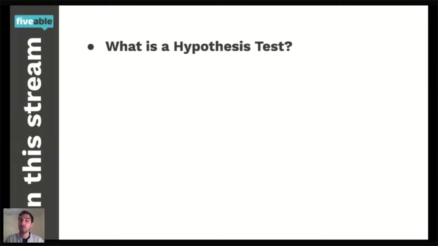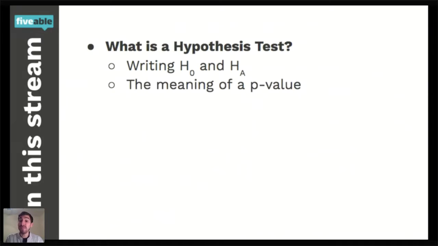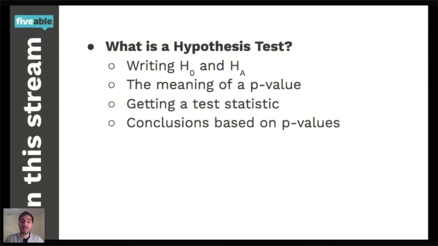In this stream, we're going to be talking about hypothesis tests. We'll start, before actually running any test, with just a quick lecture on what a hypothesis test is. So how to write H0, HA, the null and alternative hypotheses, what a p-value represents, which is the thing you get at the end of a hypothesis test, what a test statistic is, which leads to a p-value, and also making those conclusions at the end of the test. So kind of start to finish, what does this test represent? And then we'll actually run some z-tests.